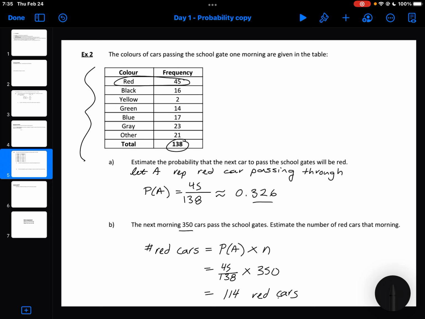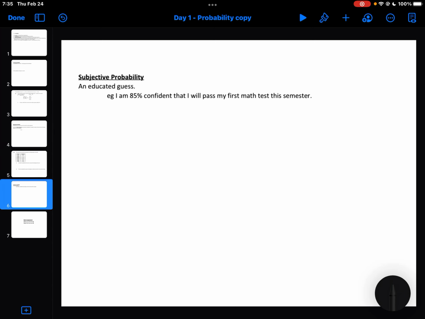So we've covered theoretical probability and experimental probability. The last type is subjective probability, for which there are no real calculations. This is an educated guess. So you might say, I am 85% confident that I will pass my first math test this semester. It's something based on your previous experience that you're making a conclusion about.